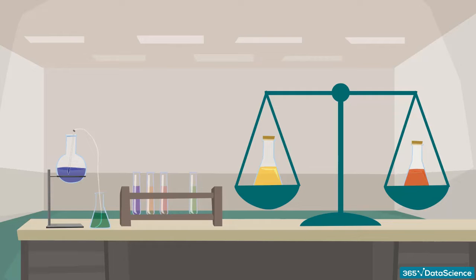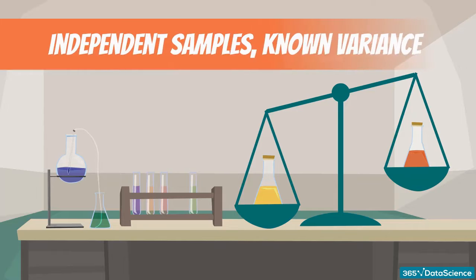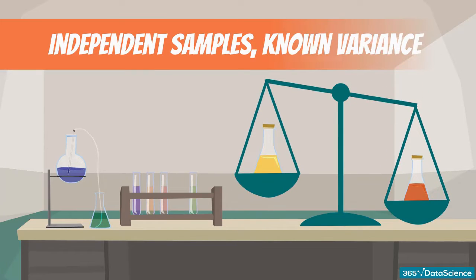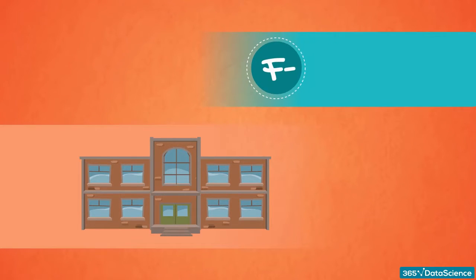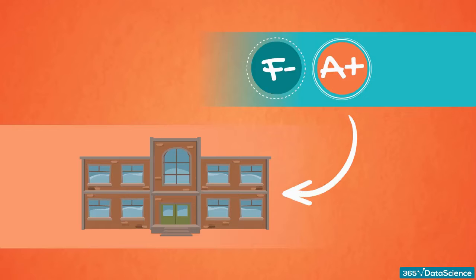Hi again. As you probably expected, in this lesson, we will learn about independent samples with known variance. Let's get into the example right away. You may remember this one. We are about to test the average grades of students from two different departments in a UK university.